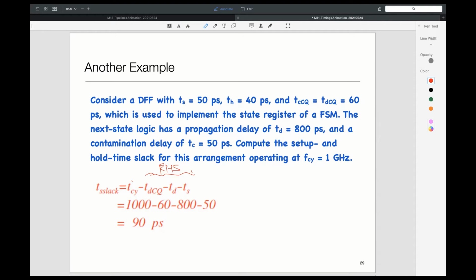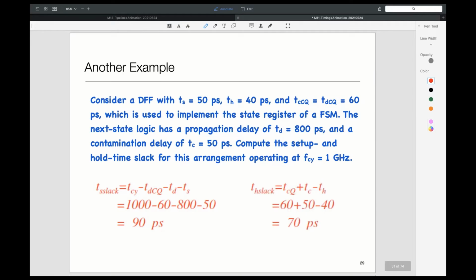Or I can have a flip-flop whose clock to output delay, the CQ delay, is 150 picoseconds and still be okay, right? I can basically let these three subtracted terms go up a bit, and I will still meet my requirements. So that's the margin that we have.